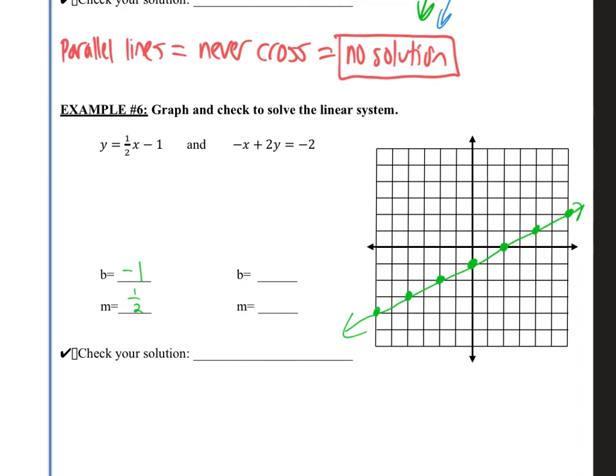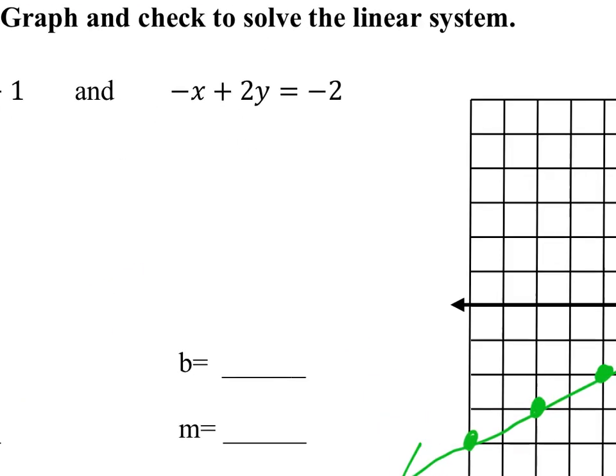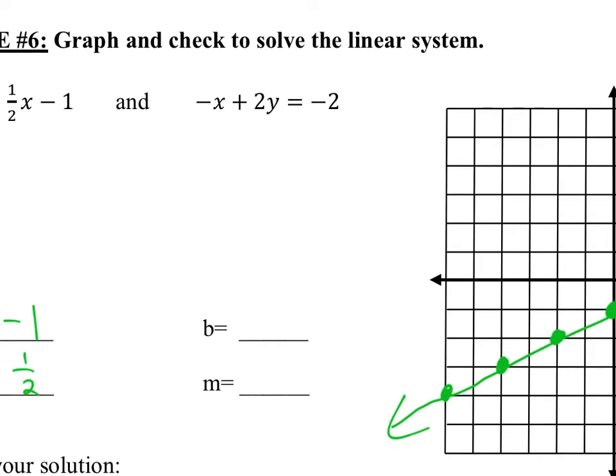Now the second equation is negative x plus 2y equals negative 2. Is that in slope-intercept form? It is not. We need to get that 2y by itself and then get rid of the 2. So first thing we're going to do is add x to both sides, which is 2y equals x minus 2. Make sure to put the x in front like what I just did. Now how do we get rid of that 2? Well, we're going to divide by 2 because it's being multiplied by 2.